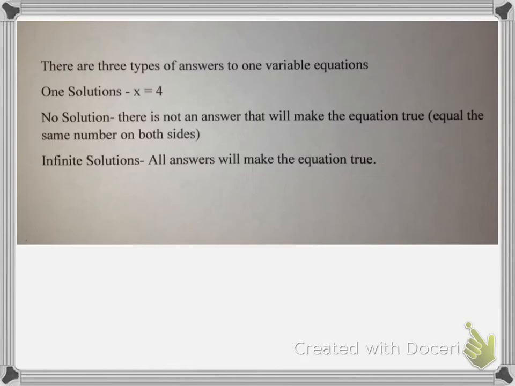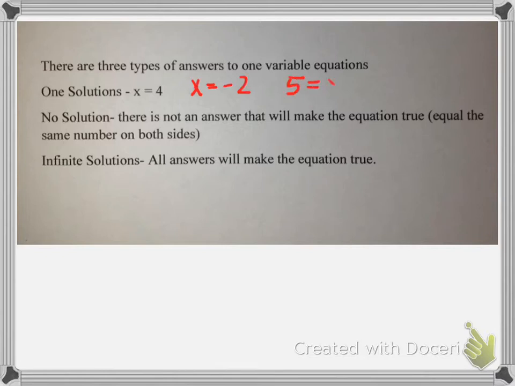There are 3 different types of solutions or answers that you can get in a one variable equation. One, you can get one solution, which we've just looked at. We know that -6 was the solution to that equation. The other answers are no solution or infinite solutions.